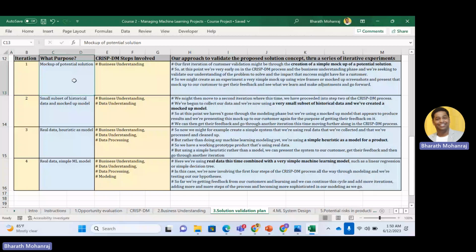We get into phase three, which is a slightly different approach where we use real data with a heuristic as a model, and then we understand the results here. Finally, we use real data and a simple model.